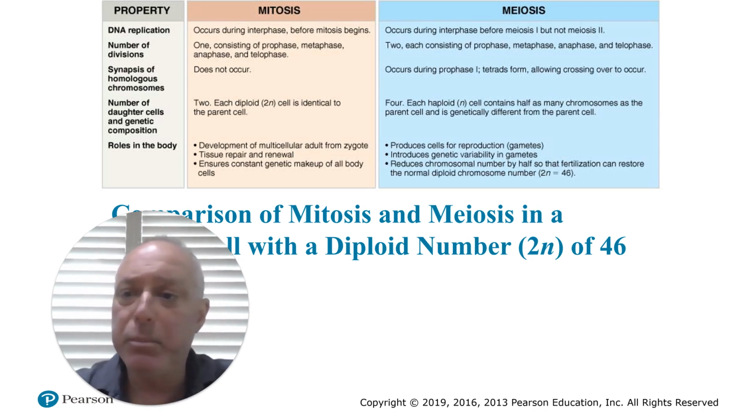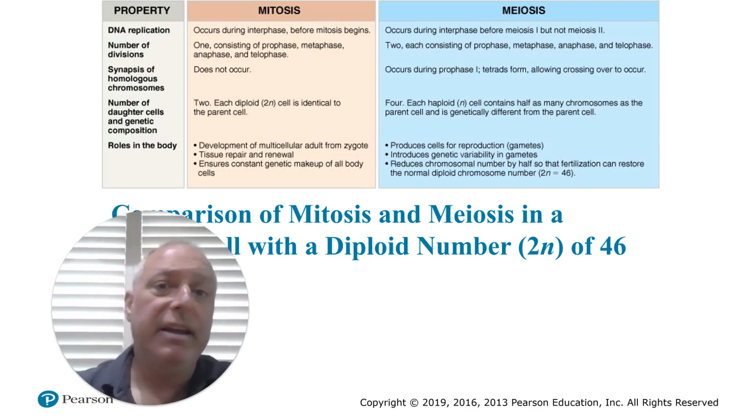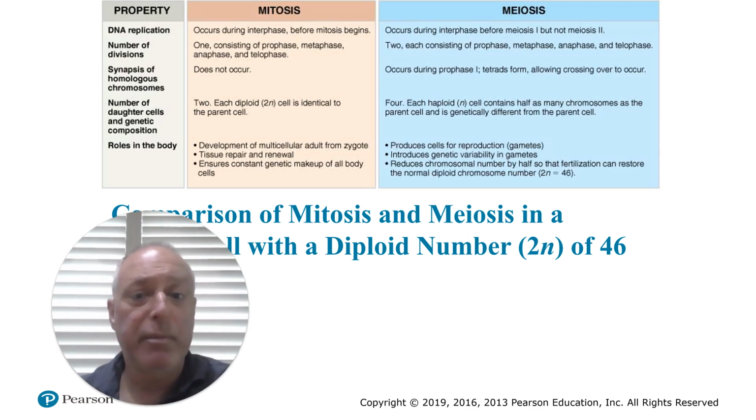The roles of the cells in the body for mitosis, this is going to be all the somatic cells, tissue repair, renewal. And for meiosis, it's going to be the sex cells, the gametes, the sperm and the egg.